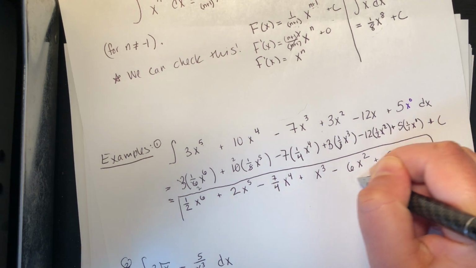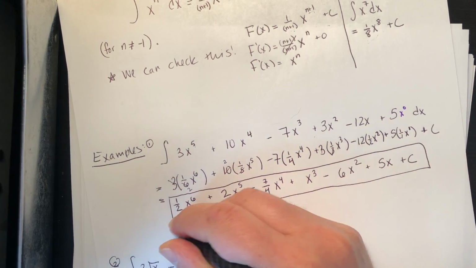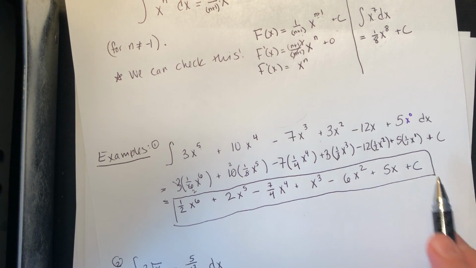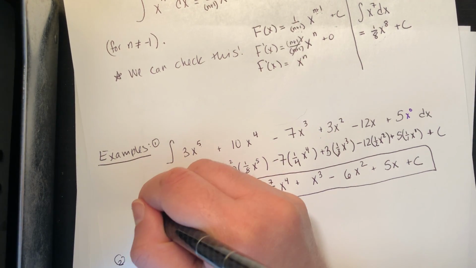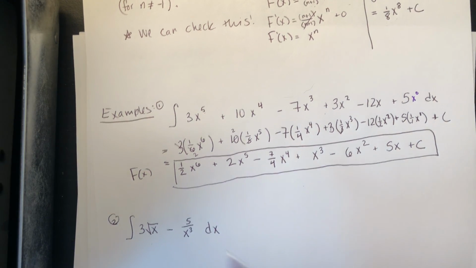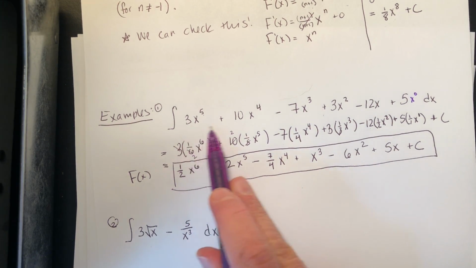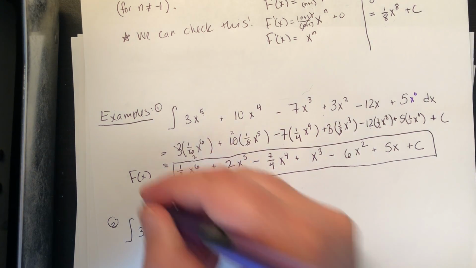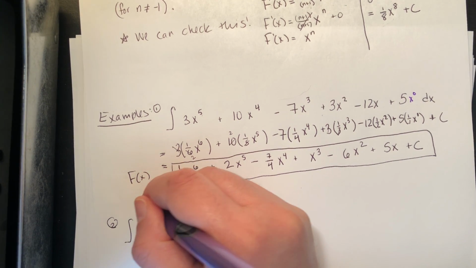And you can check that this is correct just by taking the derivative of this function. If I call this the antiderivative, big F of x, if I did it correctly, then when I take the derivative of big F, I should get back the original function right here. Let's check and make sure that that actually happens.